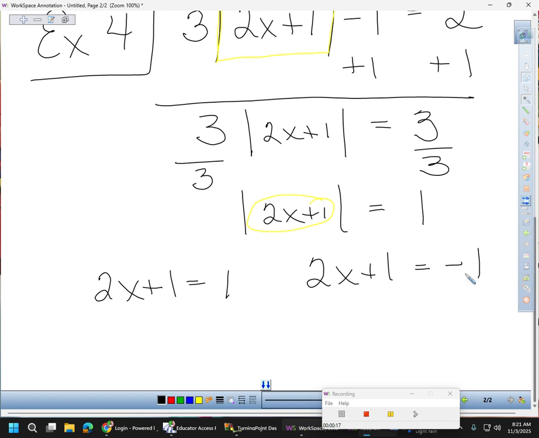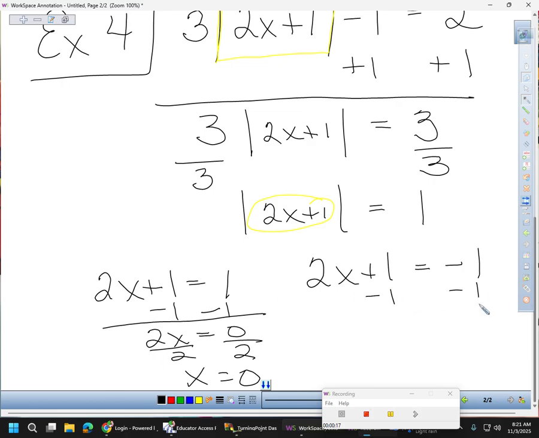Just little equations, right? Here I subtract 1 from both sides. I get 2x equals 0. Divide by 2, and x equals 0. Go over to this one. I subtract 1 from both sides. 2x equals negative 2. Divide by the coefficient on x. And x equals negative 1.